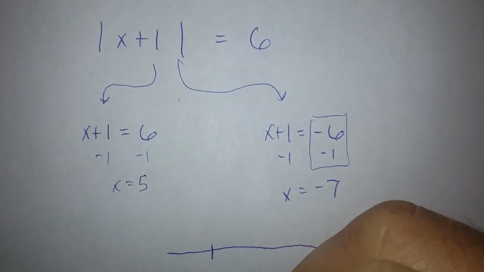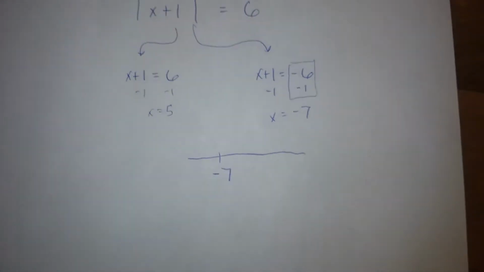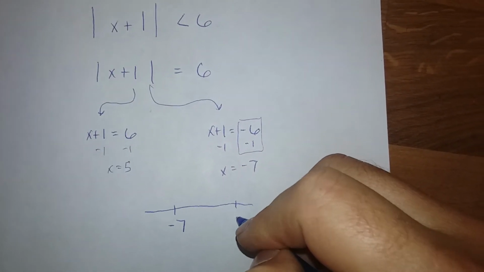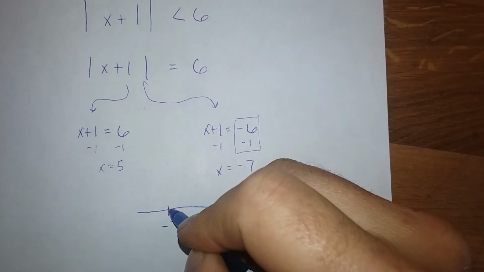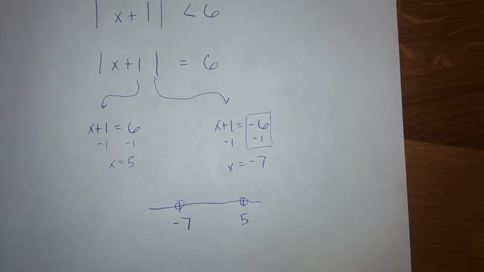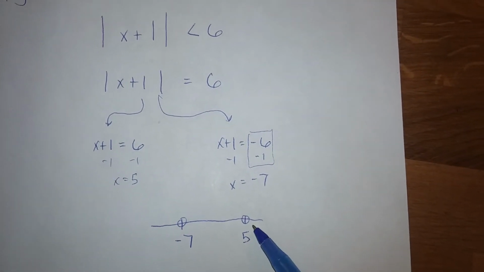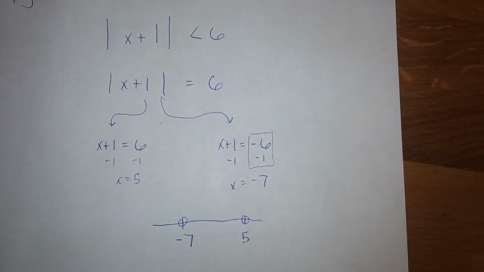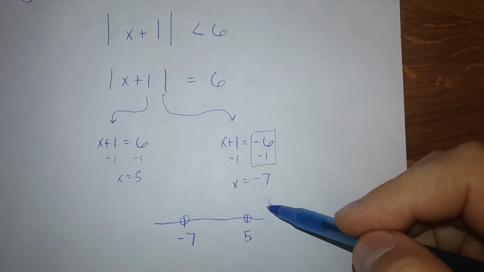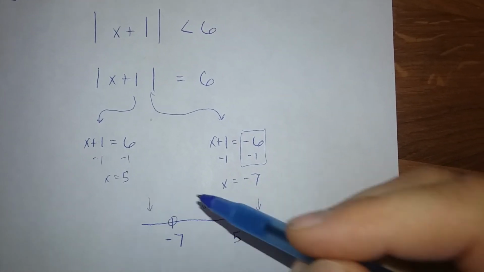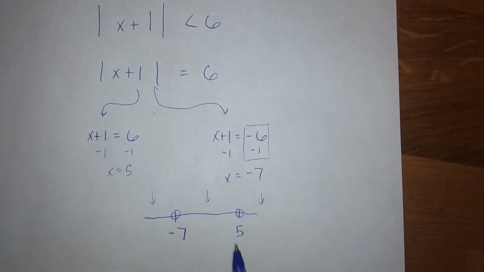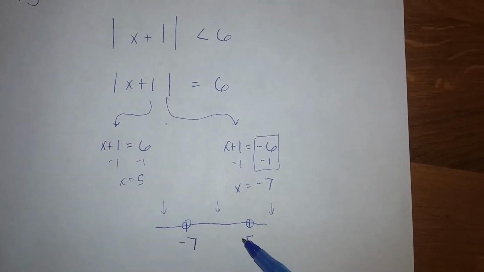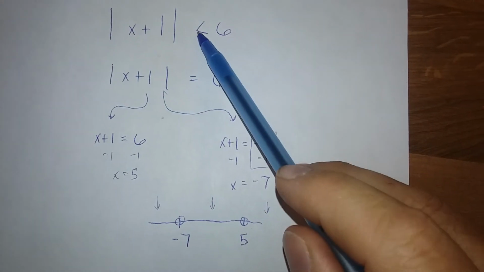This was an inequality. So what I have to do now is take the negative 7 and put it on a number line, and take the 5 and put it on a number line, and those are my boundaries. I'm using an open circle because the original inequality did not have a line in it. And so the answers are either here, or here, or here, in between the two boundaries or outside the two boundaries. What we're looking for is numbers that make this inequality true.